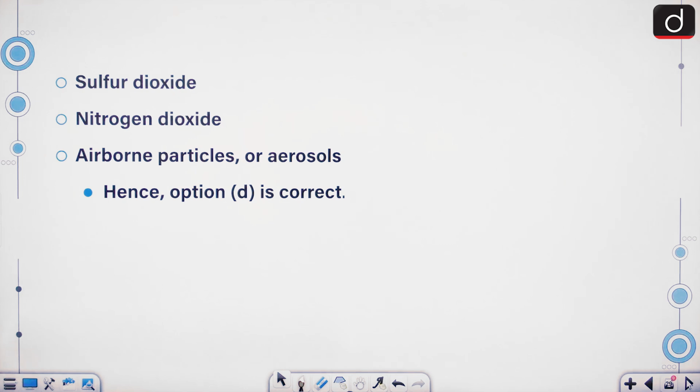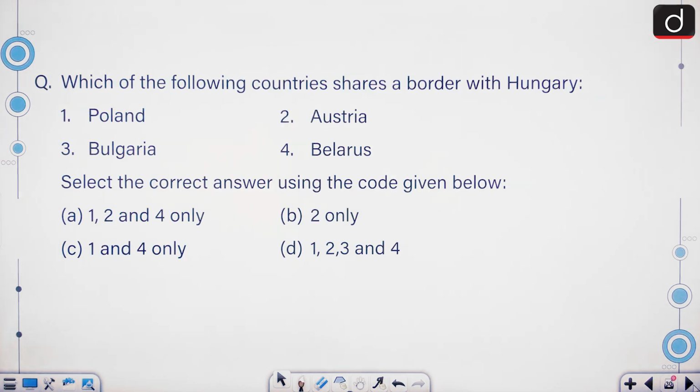Which of the following countries have a border with Hungary? Poland, Austria, Bulgaria, Belarus. The correct answer is only Austria. B is the correct answer.